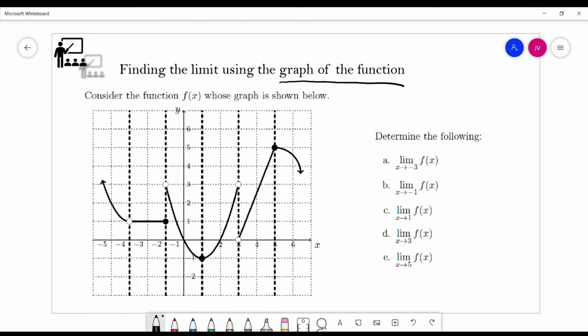That is, limit of f of x as x approaches -3, limit of f of x as x approaches -1, and until limit of f of x as x approaches 5. So, looking at the graph, mag-focus tayo doon sa first example natin, which is limit of f of x as x approaches -3.